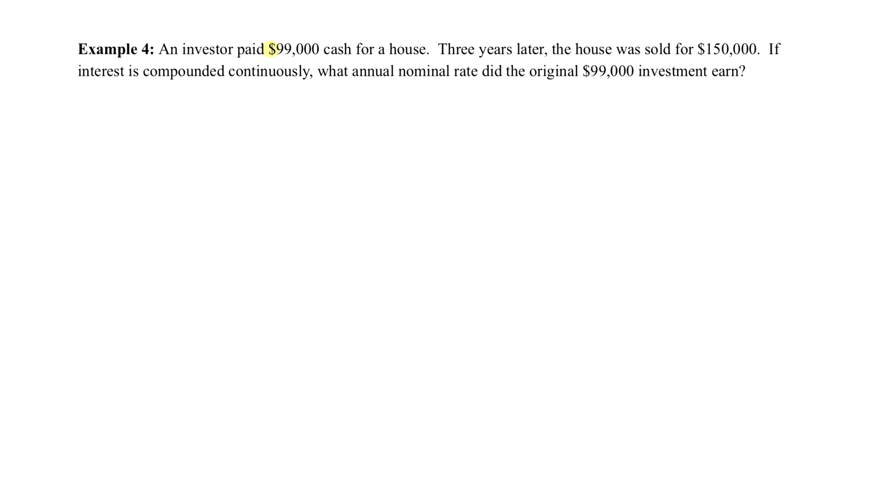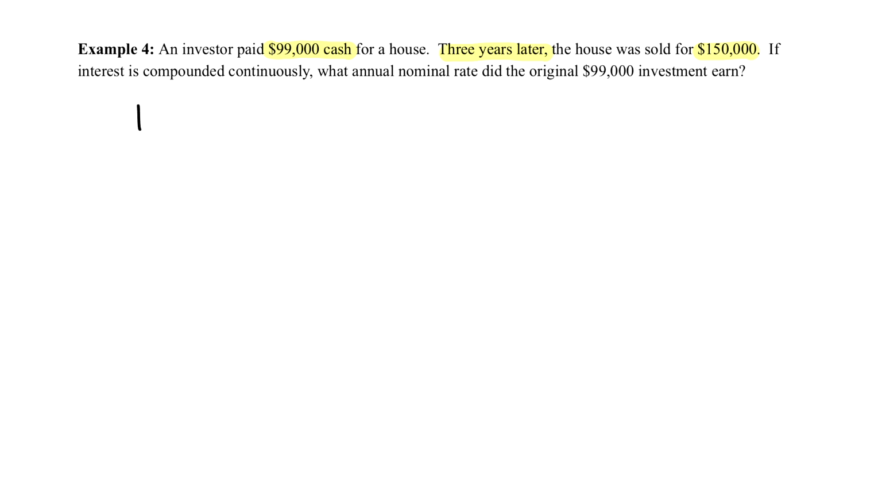In our last video here, we're just going to do a little more practice working with this continuous compound interest formula and solving for different parts of it. So in example 4, we have an investor that paid $99,000 cash for a house. 3 years later, the house was sold for $150,000. If the interest is compounded continuously, what annual nominal rate did that original $99,000 investment earn?